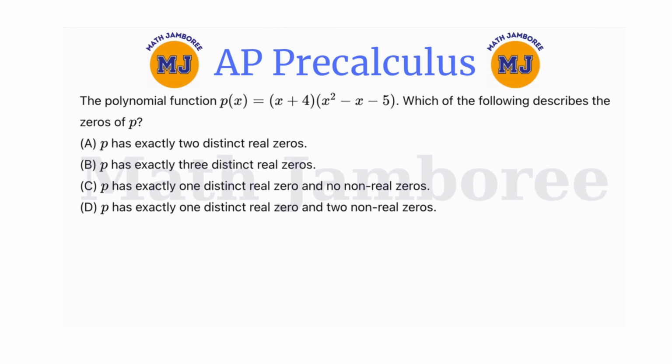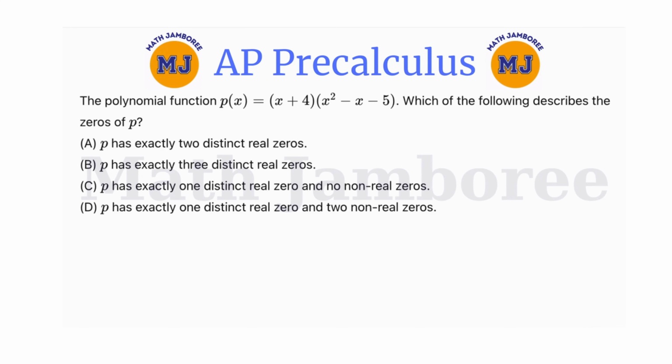In this video we have another AP Precalculus type of question from the topic of polynomial functions and complex zeros. Let's solve it together. The polynomial function p of x is equal to (x + 4)(x² − x − 5). Which of the following describes the zeros of p?